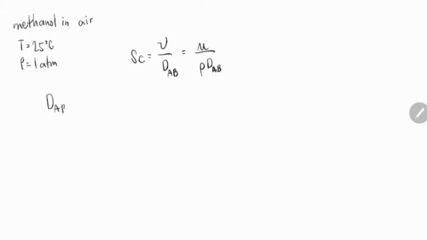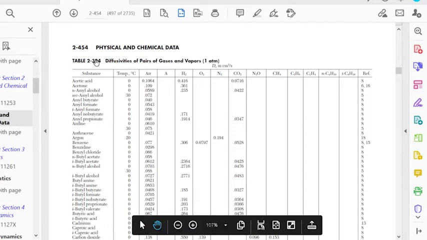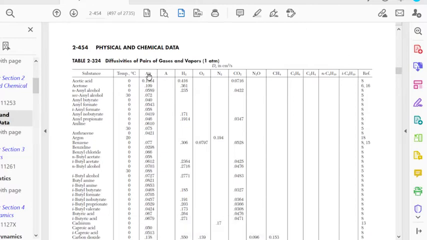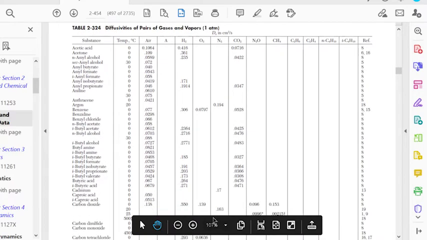So where do we find values of D_AB? Well, if we take a look at our handbook, we have table 2-324 for the diffusivities of pairs of gases and vapors at 1 atmosphere. It is important to take note that our system is methanol vapor in air. So this is a gaseous system. So you simply have to look for the substance. Our substance in this case is methanol because that is the diffusing species. And then the substances here at the topmost row are the partner gases. So let's look for methanol.